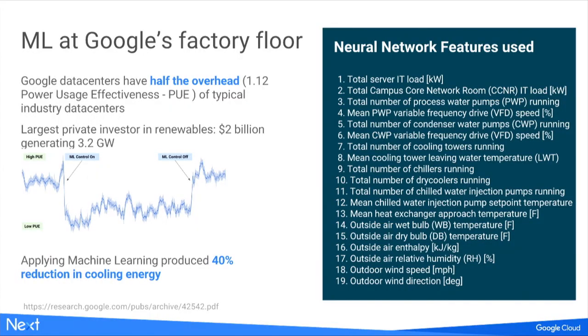And there's actually a cool white paper out. There's a URL on there where it talks about how we do this. And these are some of the features used to actually create a model that is optimizing our own data centers.